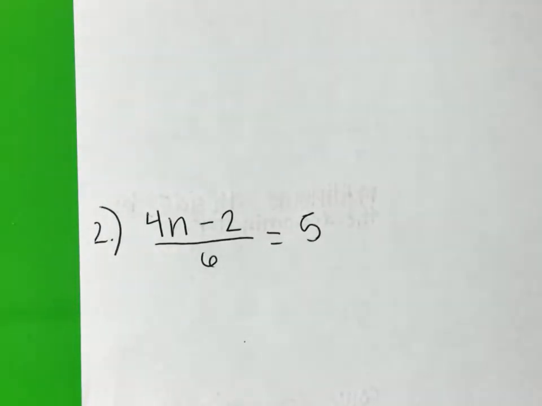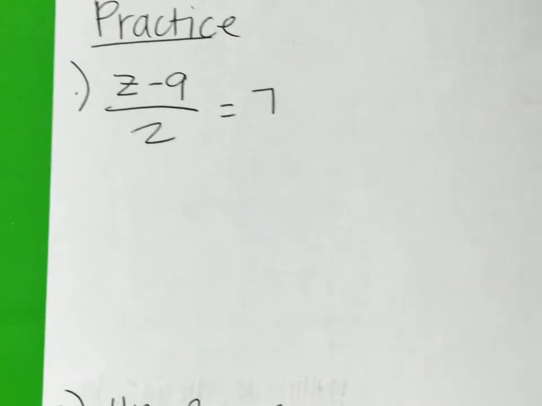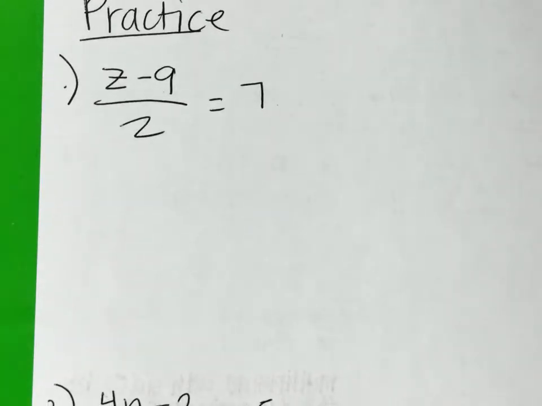Hey, what are those numbers on the back? Z has a line through it. Yeah, it's z minus 9 over 2 equals 7. I just said it. Z minus 9 over 2 equals 7.